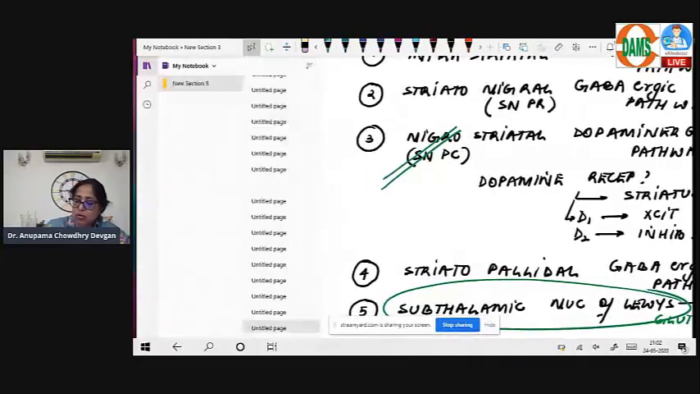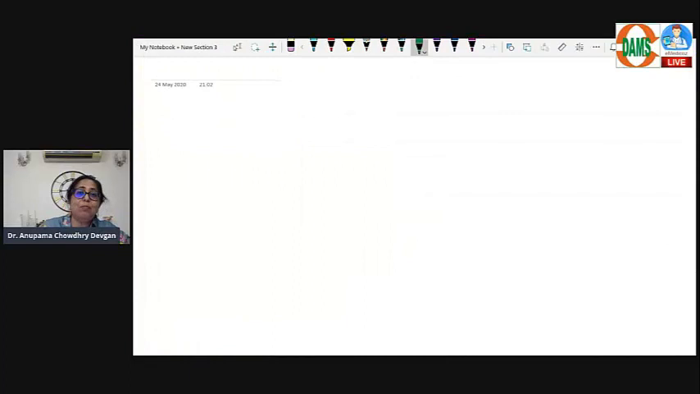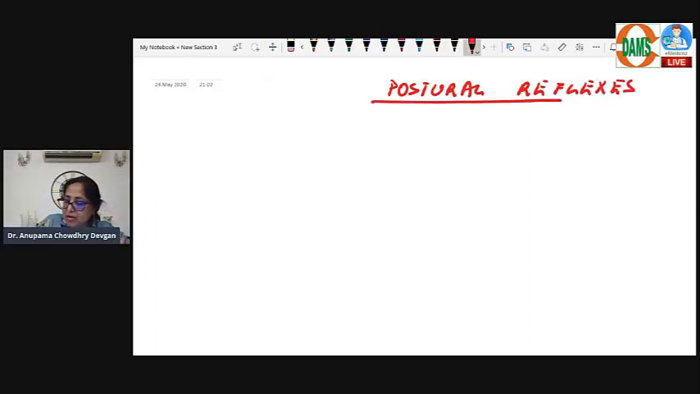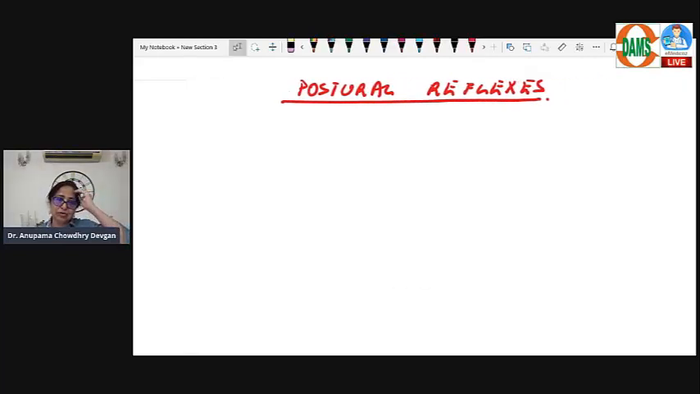Next, let's go on to what are known as postural reflexes. Let's see postural reflexes. Now, these are reflexes which help to maintain posture.